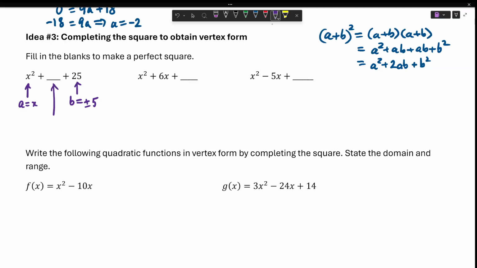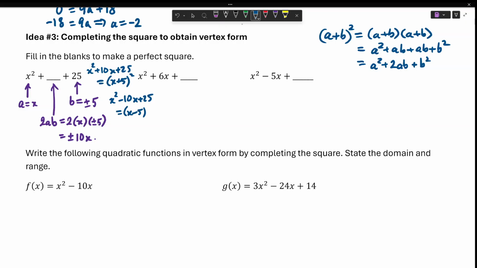So what's the middle term? If it's the middle term, this should be 2ab, which is 2 times x times plus or minus 5. So it could be plus or minus 10x. To write out both of those possibilities: if we did x squared plus 10x plus 25, that would be (x + 5) squared. And if we did x squared minus 10x plus 25, that would be (x - 5) squared.